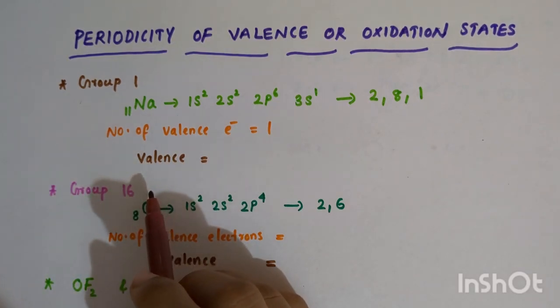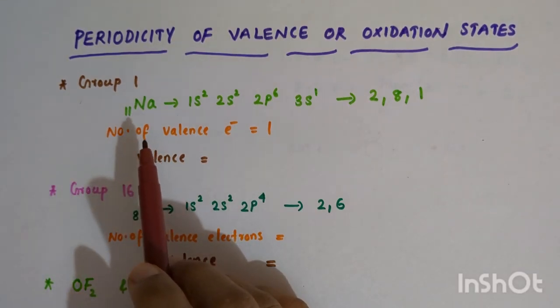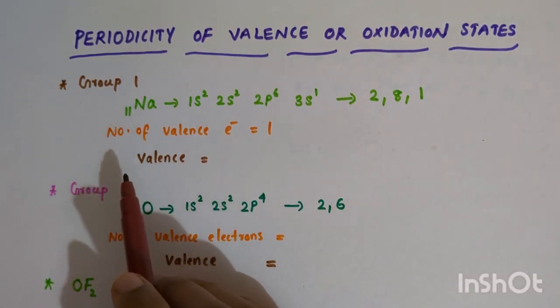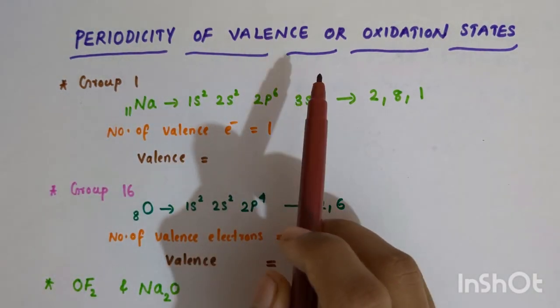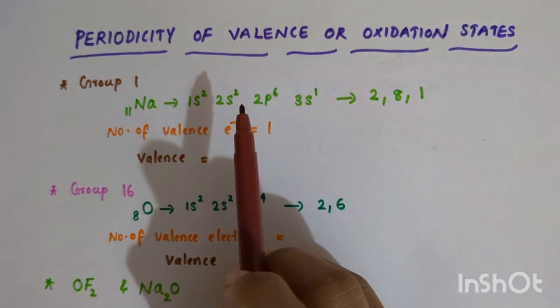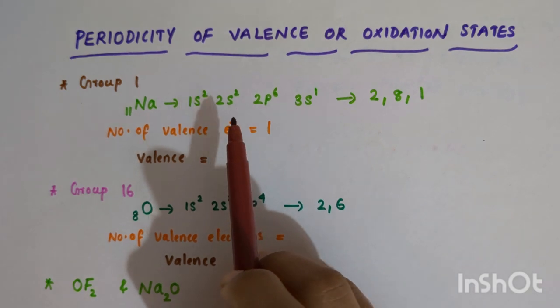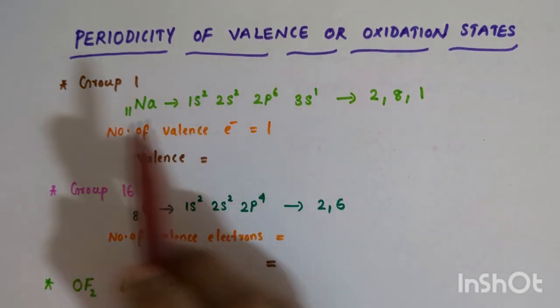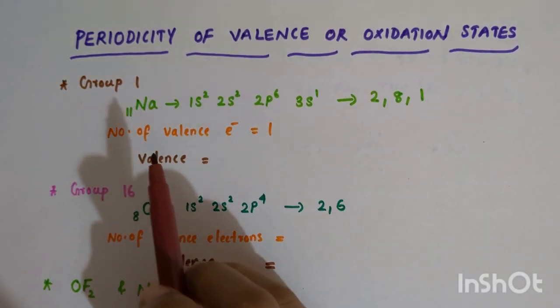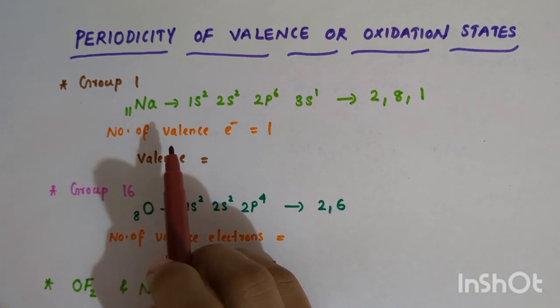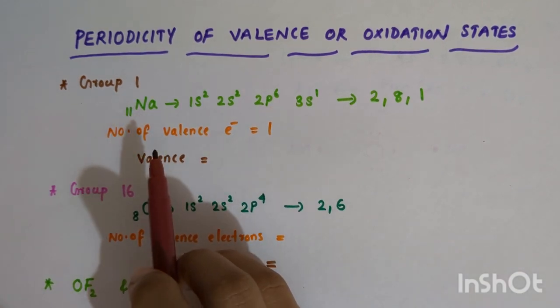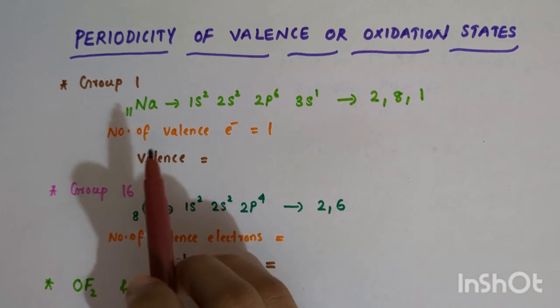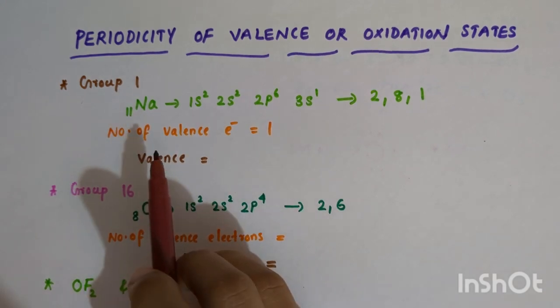Hello everyone, in this video we are going to discuss periodic trends in chemical properties, and especially the periodicity of valence or oxidation states, from Chapter 3, Classification of Elements and Periodicity in Properties, Class 11 Chemistry. Periodicity of valence or oxidation states refers to the recurring patterns of valence electrons and oxidation states in elements across the periodic table.